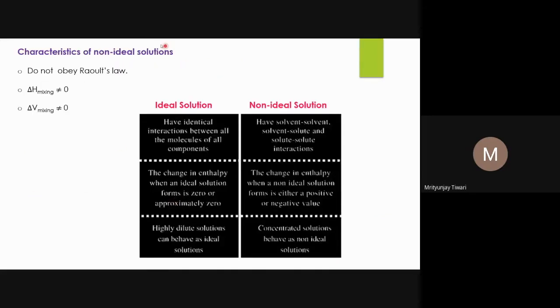So the characteristics of non-ideal solutions I have already explained. Non-ideal solutions do not obey Raoult's law. They have delta H mixing not equal to zero. Delta H mixing not equal to zero means the heat is either absorbed or released during the formation of solution, or during the dissolution process, or during mixing of the two components, solute and solvent. When you mix, delta H either increases, meaning heat is released, or heat is absorbed. If heat is absorbed, you say delta H has increased, because this is product minus reactant.